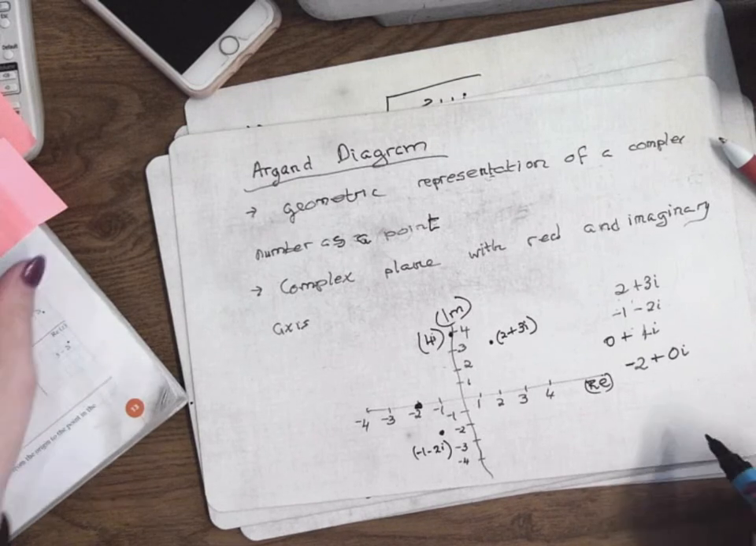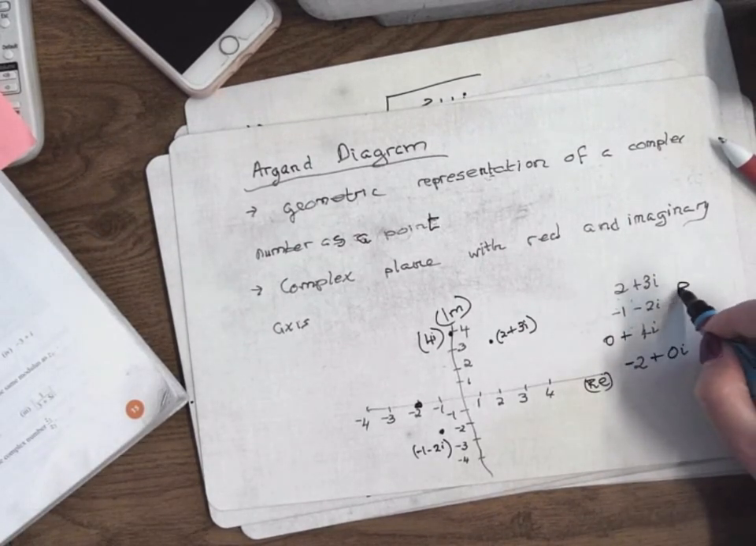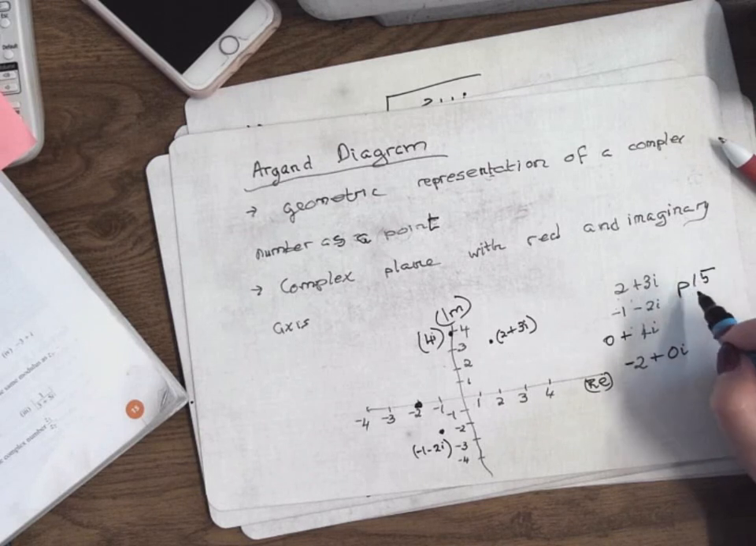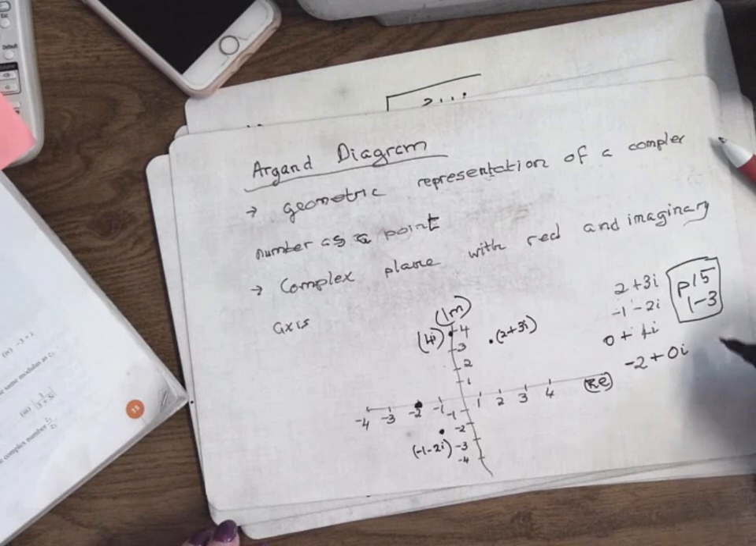Right, okay. So on page 15, if you do 1 to 3, question 1 is just straightforward plotting. Question 2 is you have to do the calculations first and then plot the answer. Okay? So questions 1, 2 and 3 on page 15, please.